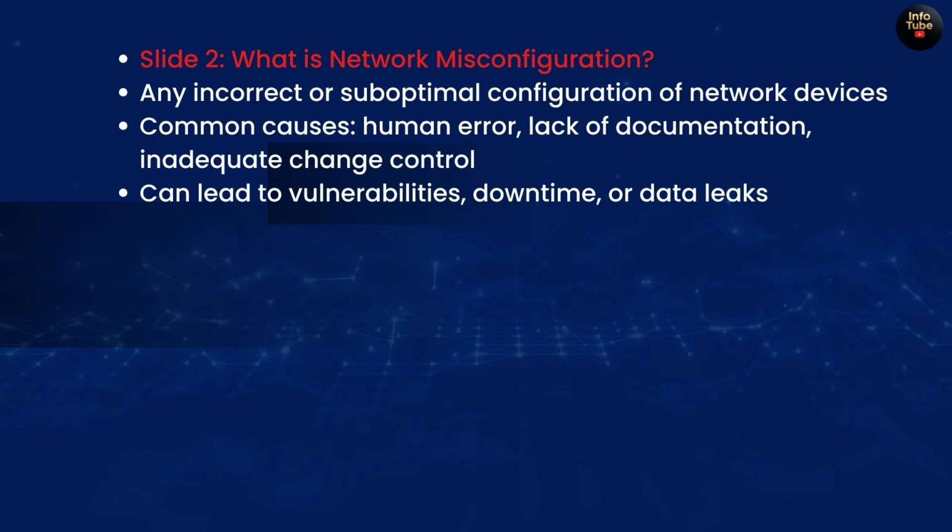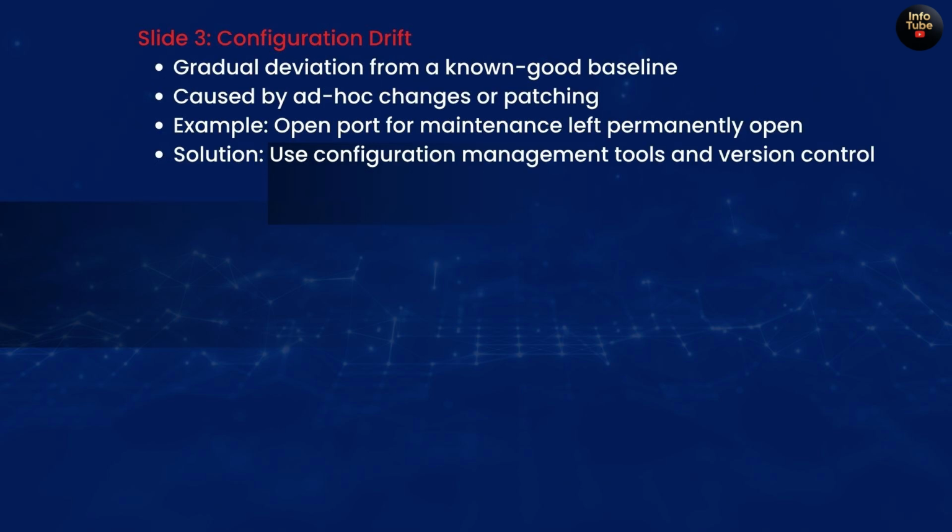Next, routing errors. Routing errors happen when the network cannot properly forward traffic due to incorrect settings. These might include missing routes, wrong subnet masks, or incorrect next-hop IPs. As a result, traffic could be dropped or sent to the wrong destination, possibly exposing sensitive data.